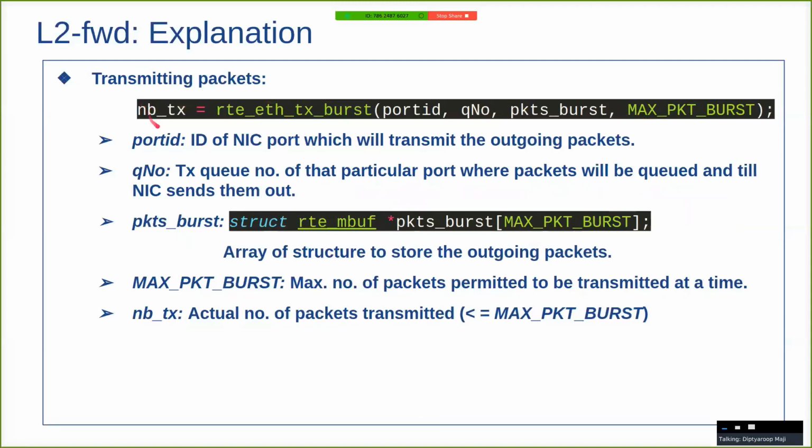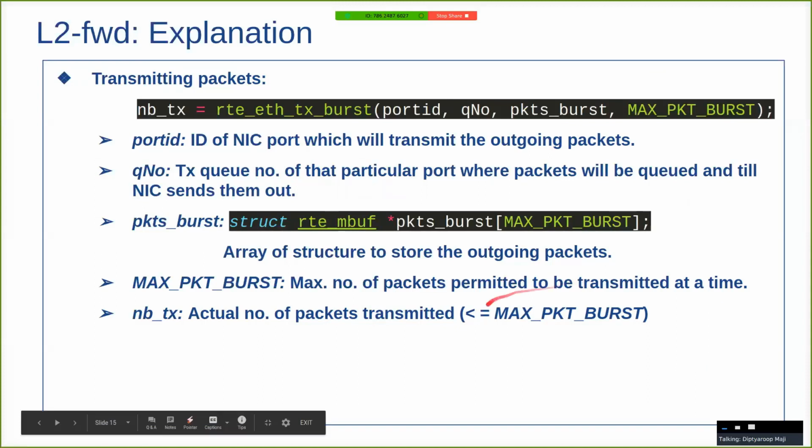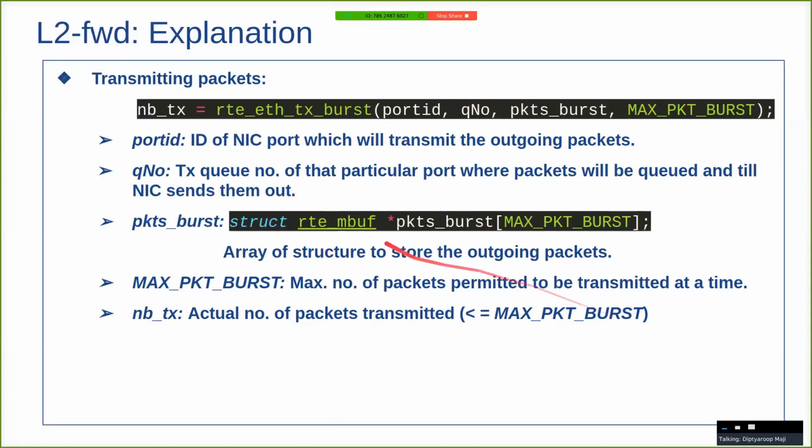Similarly, while transmitting packets, we use rte_eth_tx_burst. Here again, we specify from which port and TX queue we are going to send out the packets, and the packets in the user space are stored in this array of structures, the packet burst. We also specify how many packets are to be transmitted at maximum at a time. The actual number of transmitted packets is anything less than or equal to this max packet burst value. As you may recall, this rte_mbuf structure was discussed in the previous lecture as well. It is a structure similar to the kernel's sk_buff.